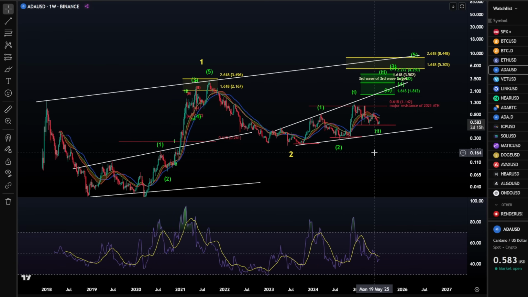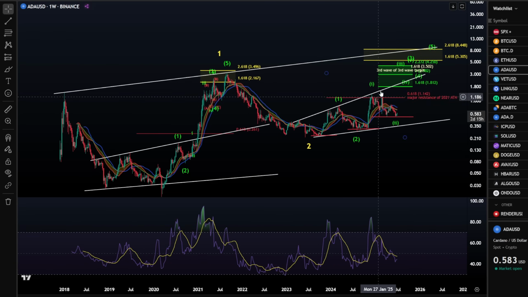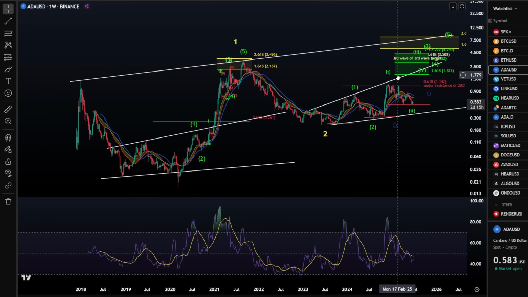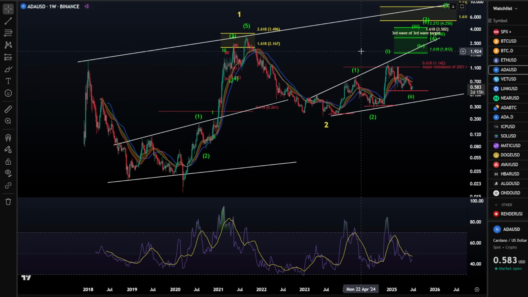However, that's not really a bad thing, because we are still in a bull market. Of course, not on the altcoin charts. The altcoins are still in a bear market, at least when you look at the Bitcoin dominance chart. So yeah, according to Bitcoin dominance, Cardano is not even supposed to be at these highs right now.